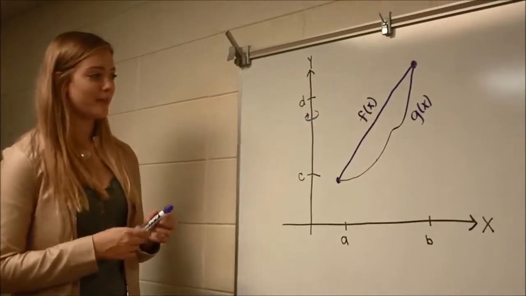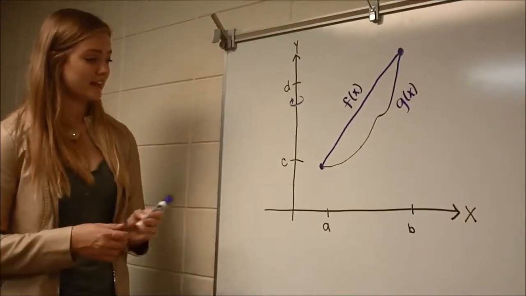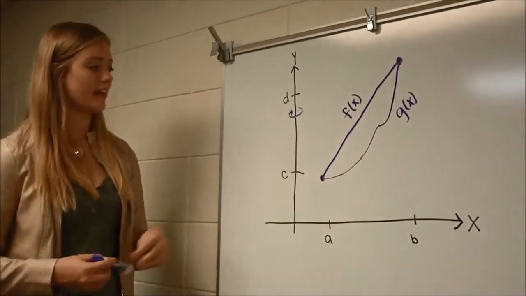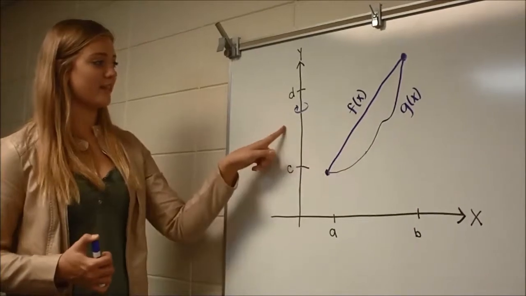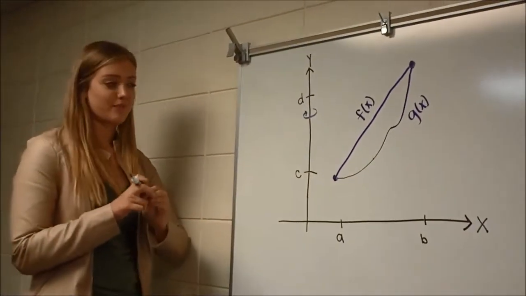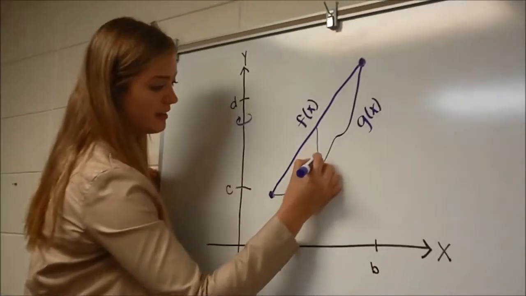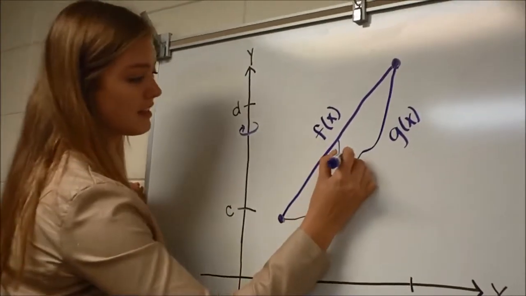For example, we have here the graph of f of x and g of x in the first quadrant, their intersection points being at x equals a and x equals b. And in this problem, it's asking us to rotate the area of this region around the y-axis. In order to do that and find the volume, you would first need to draw in the height, which is just the distance in between f of x and g of x.